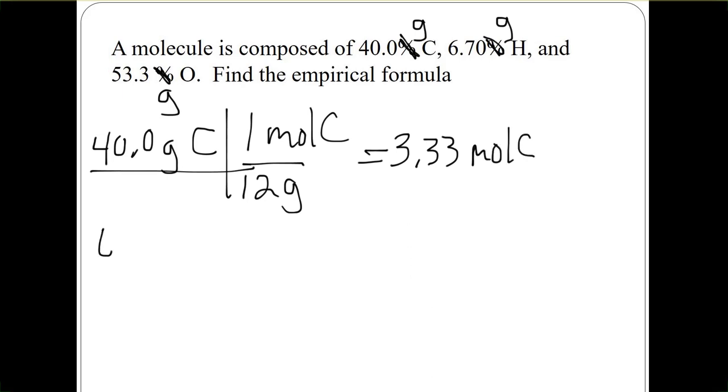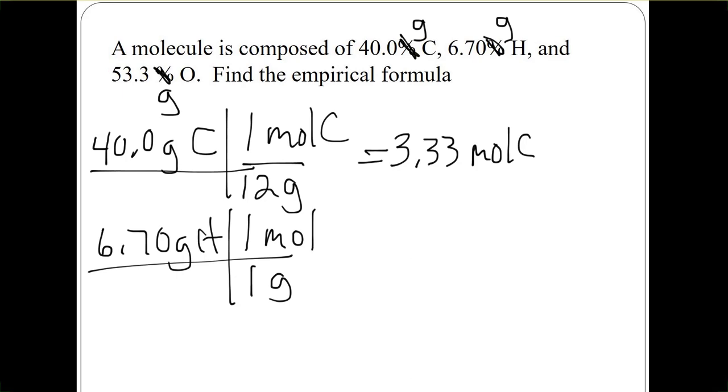Let's do the next one, 6.70 grams of hydrogen. Looking at your periodic table, there is 1 gram per 1 mole. This is the only time you'll ever see 1 gram being equal to 1 mole, only with hydrogen. And as I'm just multiplying, dividing by 1, I get the same number.